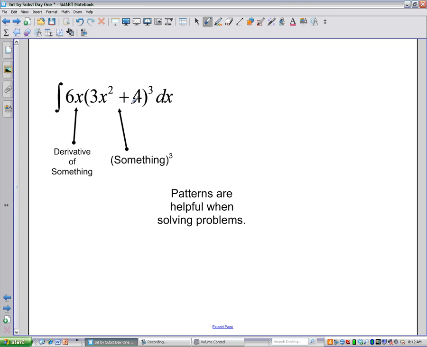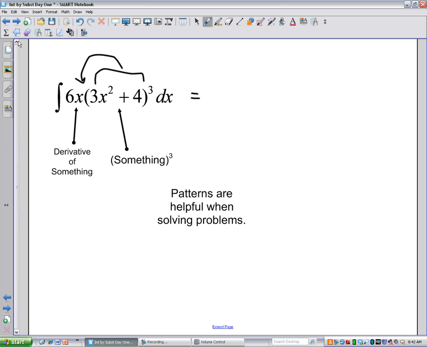So if we were to try to integrate something like this, okay, what I've got is I've got some function to the 3rd power, something cubed. And then outside of that, I've got the derivative of that something. The derivative of 3x squared plus 4 is 6x. Okay, derivative of this is that. If I have that sort of situation, I can integrate it because I recognize the pattern.